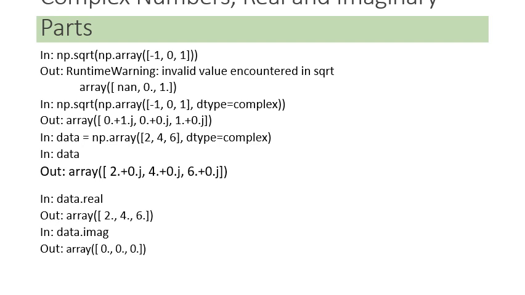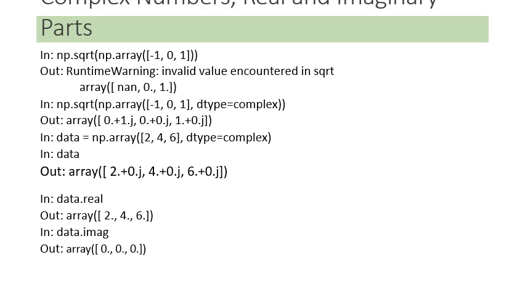In np.square, the array can be [-1, 0, 1], the data type can be complex, and the output can be 0 plus a complex number 1j, plus 0 plus 0j, plus 1 plus 0j. The input could be an np.array of 2, 4, 6, and then you can output it. When you add these two up together, it becomes an output array of 2 plus 0j, 4 plus 0j, and 6 plus 0j.